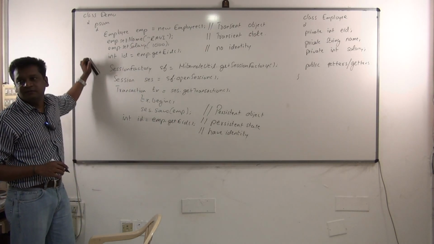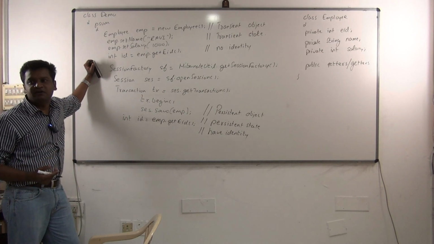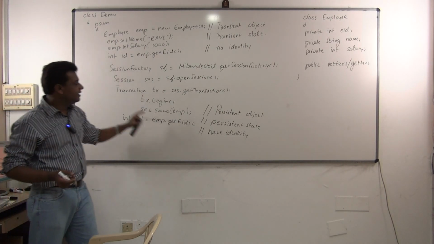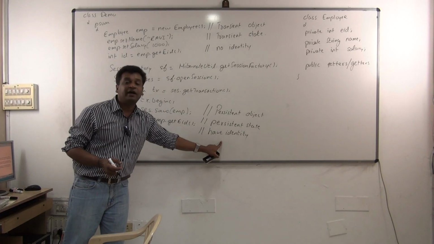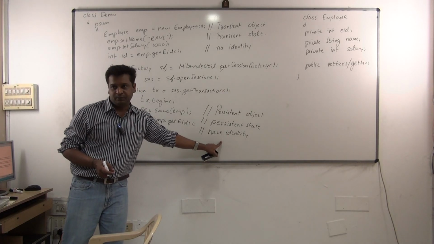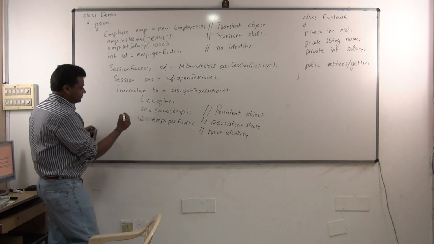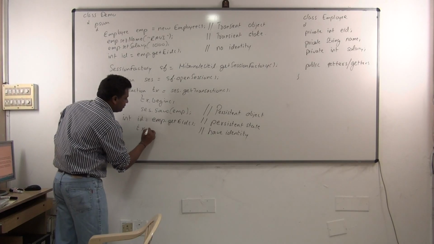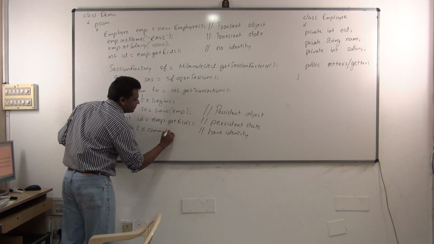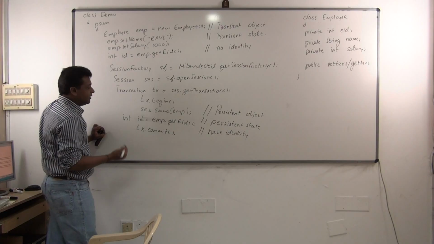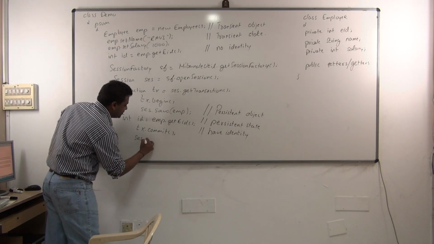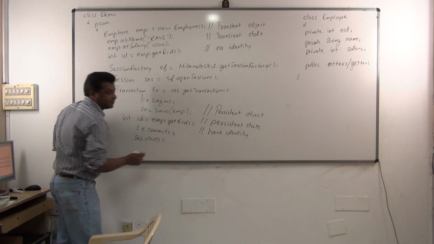You'll get the ID now. Whatever the primary key value is generated, you'll get it. So that clearly shows that your persistent object will have identity. Clear? So fine. After doing this much, you'll close the transaction. Then what will you do? You'll close the session. So the session has been closed.